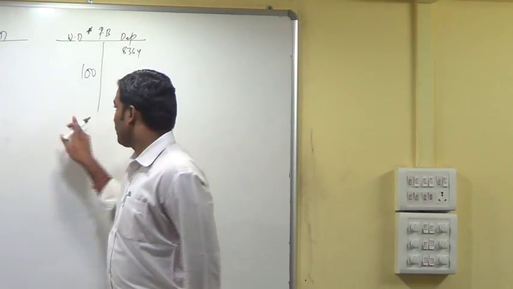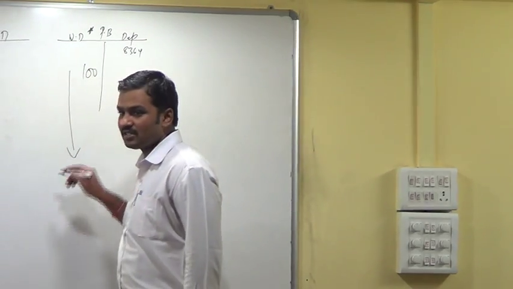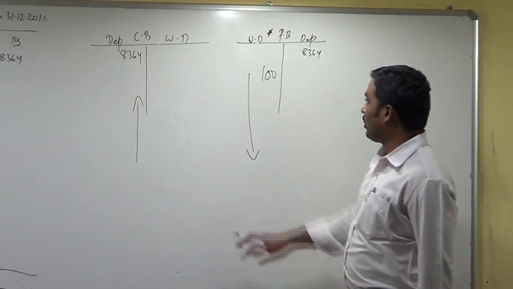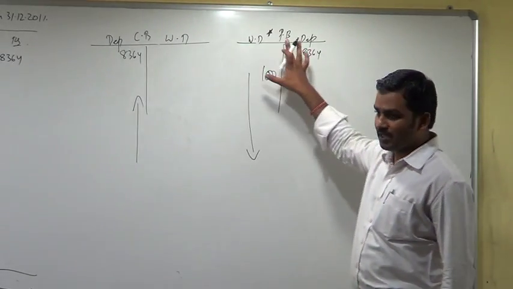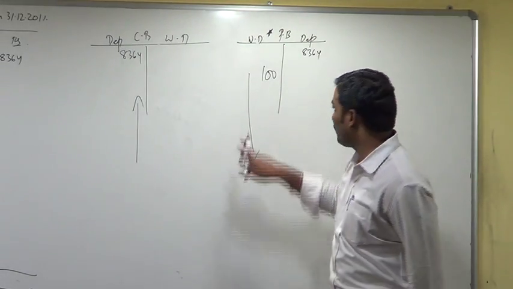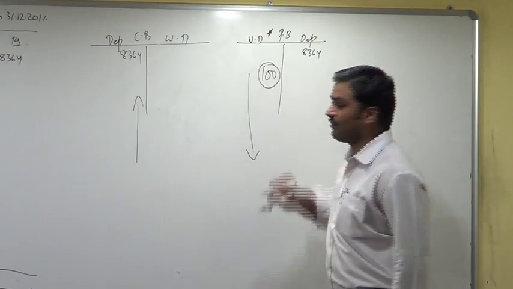You know what will happen? The balance of the passbook will be less. The balance of the cash book will be more. I want to make the cash book equal to the passbook. So what should I do to the cash book to make it equal to the passbook? Reduce. By how much amount? 100. This is the reason for the difference.